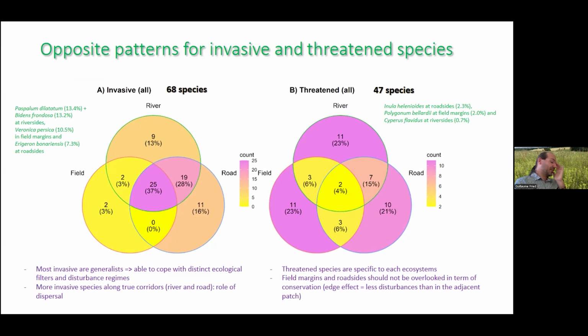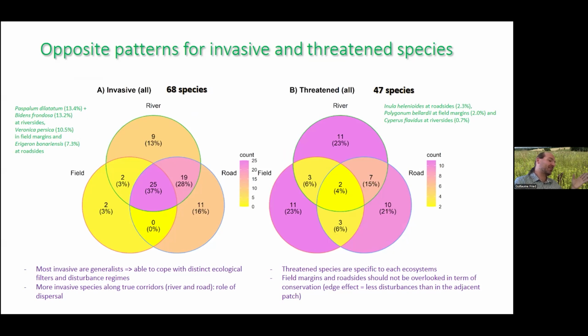A third interesting point is that also the river has the most specific flora. You can see that roadsides and field margins should not be overlooked in terms of endangered species because they host as many endangered species as riverbanks. And this may be explained by the refuge role of these linear habitats.